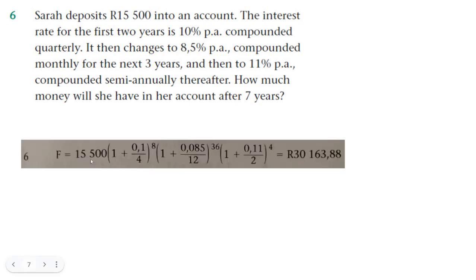So this doesn't really require a timeline. All you do is put the 15,000 in, put the 10% quarterly for 2 years, 2 times 4, the 8.5% monthly for 3 times 12, 36 months, and the 11% semi-annually for 2 years, 2 times 2, because it's twice a year, to the fourth power. Just put that in your calculator and you're going to get 30,163 Rand and 88 cents. So you just read each thing, put it in, nothing weird going on.